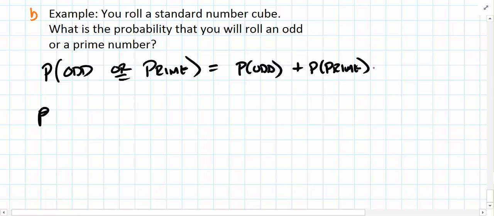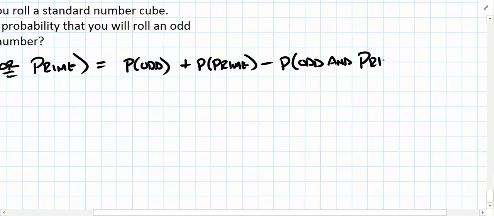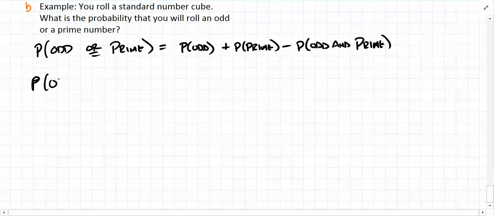I always run out of room on this side. There we go. So I'm going to use that to my advantage. What's the probability of getting an odd one? Well, the odds are 1, 3, and 5. So that's 3 out of 6.